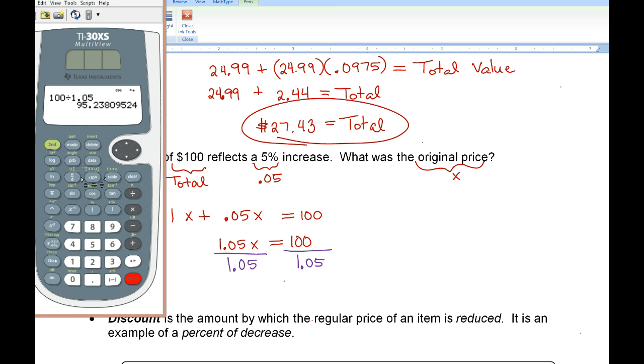So we do 1 plus 0.05x. When we add 1 and 0.05, we get 1.05. We combine like terms. But where do we get the 1? Because when nothing is in front of the coefficient, there's still just a 1. It'd be 95.24.